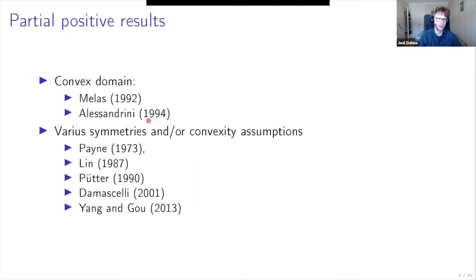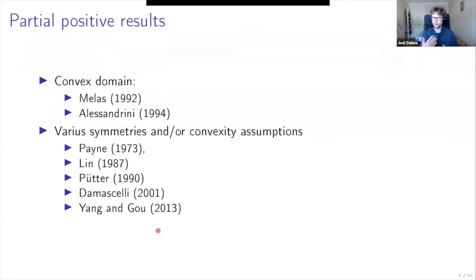There have also been other authors who proved it under various different symmetry and/or convexity assumptions. So assuming all of these different things, we can prove that in these cases the nodal line will always touch the boundary. There's some work by Payne himself from 1973, but also other people here. And Jerison and Guo, for example, is quite recent, 2013.